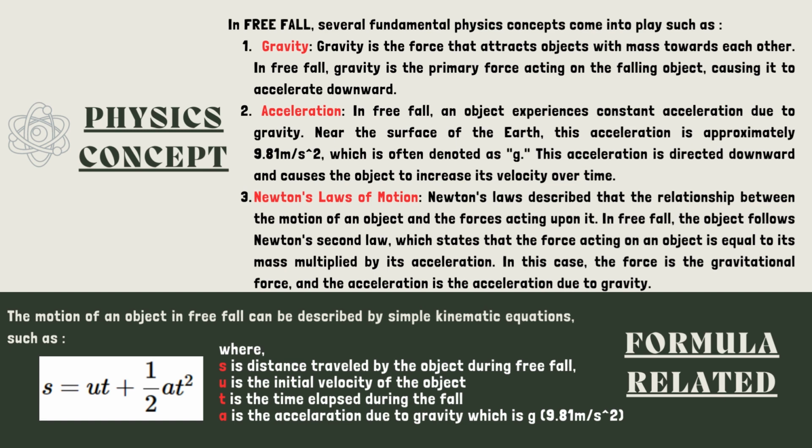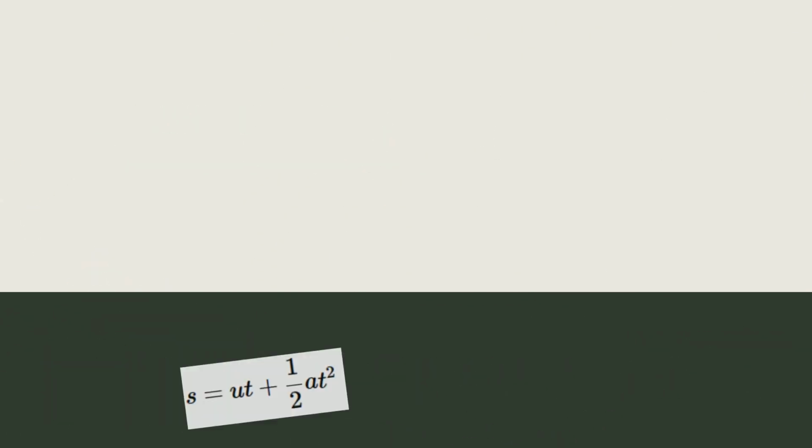The motion of an object in free fall can be described by simple kinematic equations such as S equal to ut plus 1 over 2 at squared, where S is the distance traveled by the object during free fall, u is the initial velocity of the object, t is the time taken by the object during the fall, and a is the acceleration due to gravity, which is g equal to 9.81 meter per second squared.